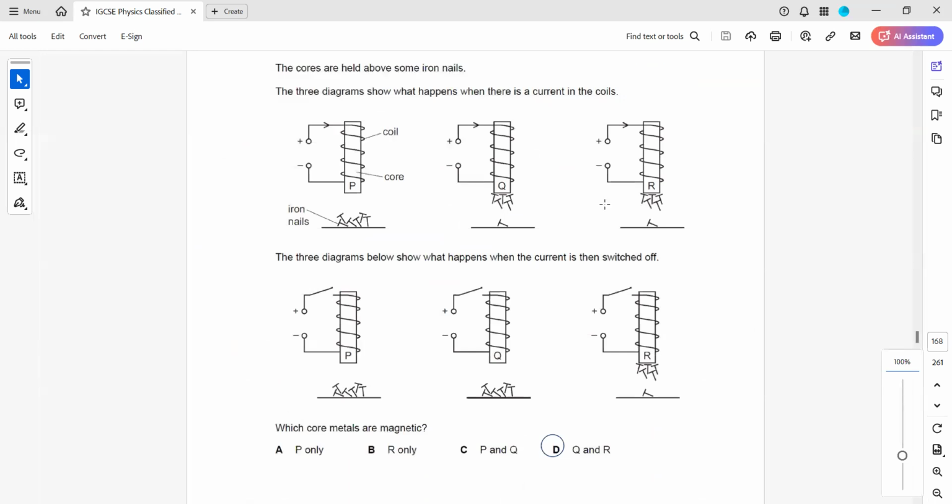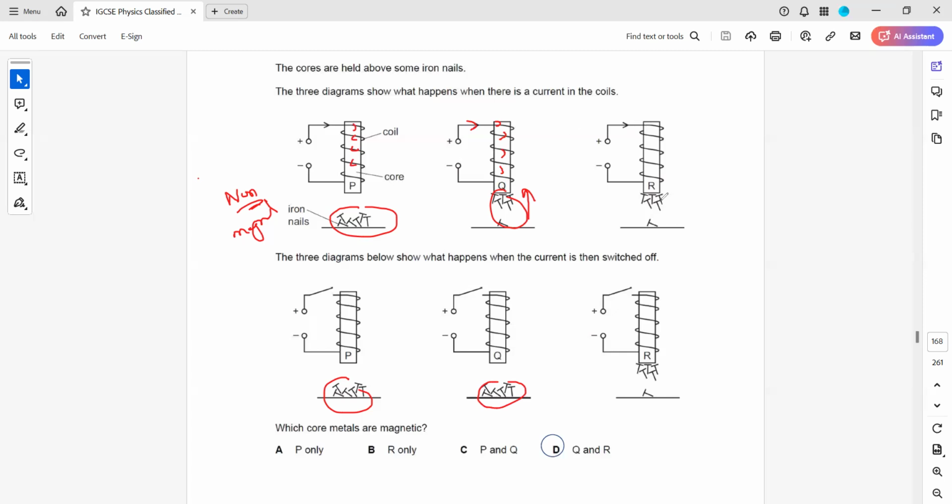Which cores are magnetic? So first, for P, when we were passing the current, the nails are not attracted. When the current is cut off, there is no current, still the nails are not attracted. So P is a non-magnetic material. But when we are passing the current through Q, it behaves like a magnet and attracts the iron nails. And once the electricity is cut off, it is demagnetized. So this is a soft magnetic material, but it is magnetic.